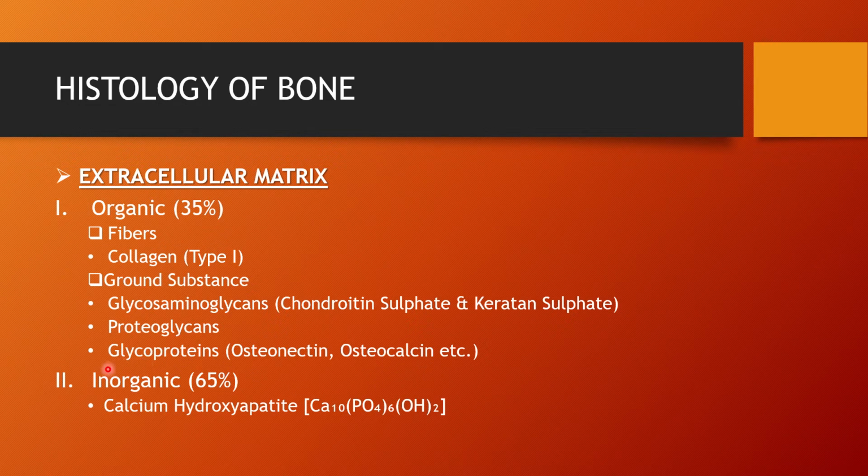The inorganic matrix makes up 65% of the bone extracellular material. It is mainly in the form of calcium hydroxyapatite. It is a calcium salt, the main calcium salt within the body. Other salts are also present in the bone, such as calcium carbonate, etc. And there are sodium ions as well as magnesium ions also present in the bone.